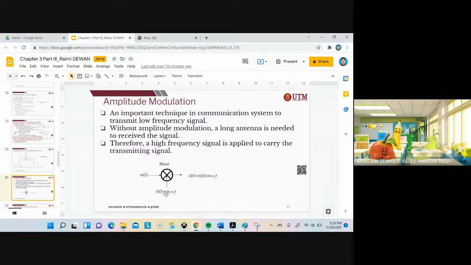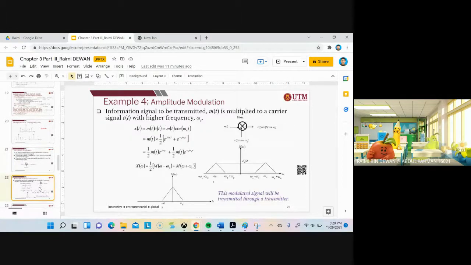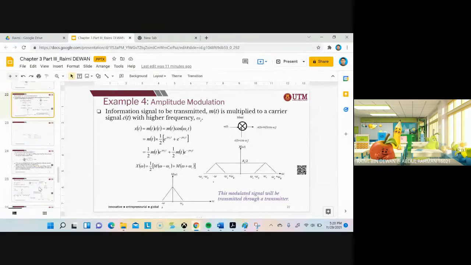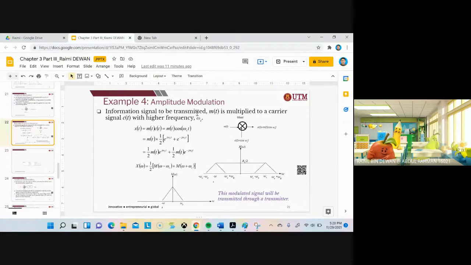Then this is your carrier and this is your mixer, and this is the result of mixing with the carrier. I already explained why we need to do amplitude modulation at the beginning of the class. The information signal to be transmitted, m(t), is multiplied by a carrier with higher frequency.